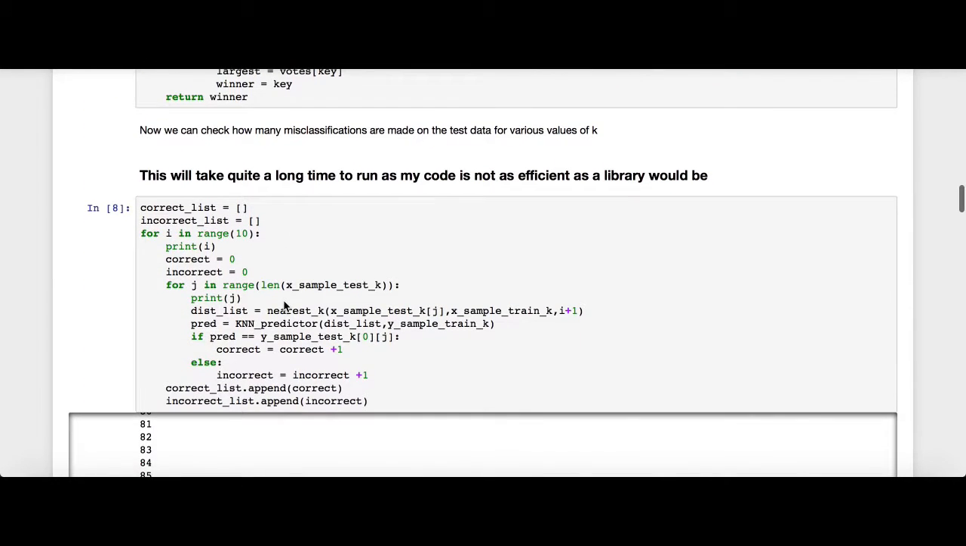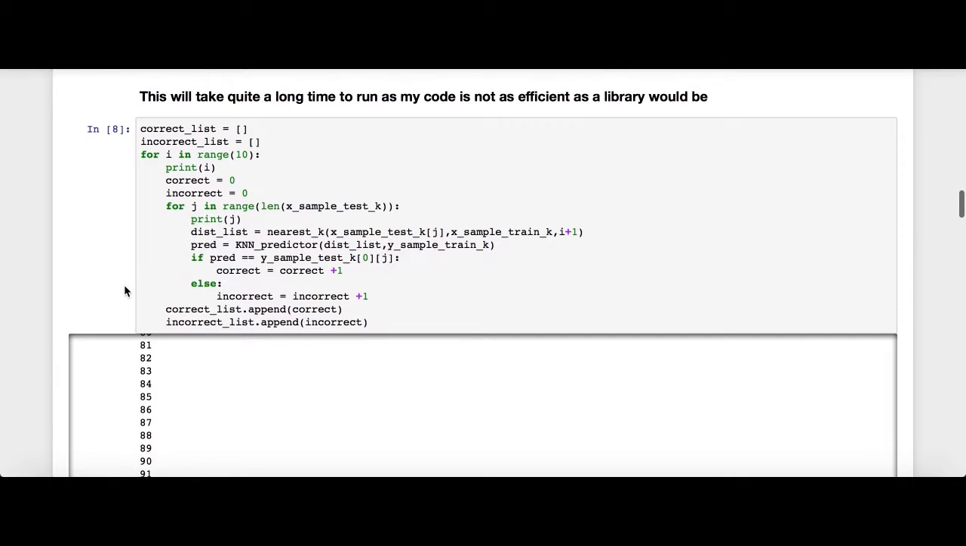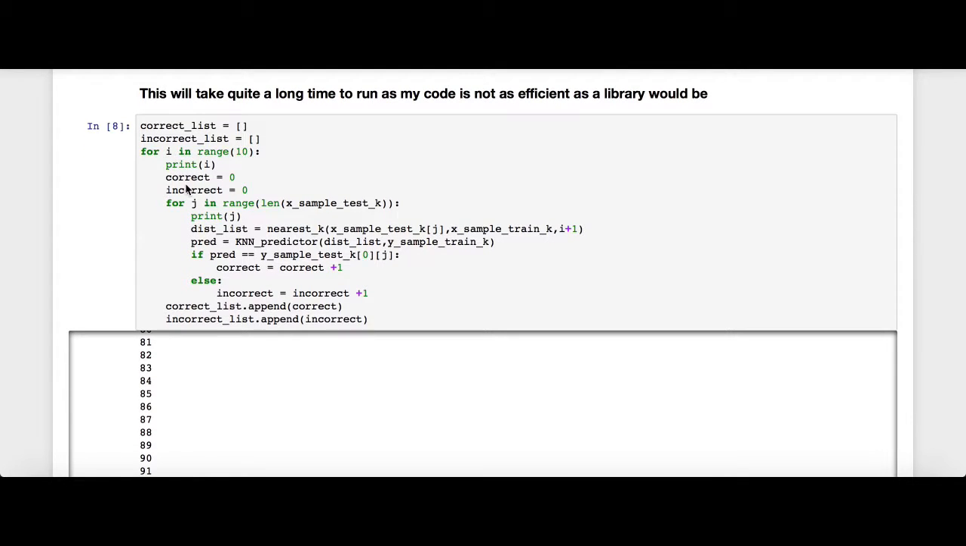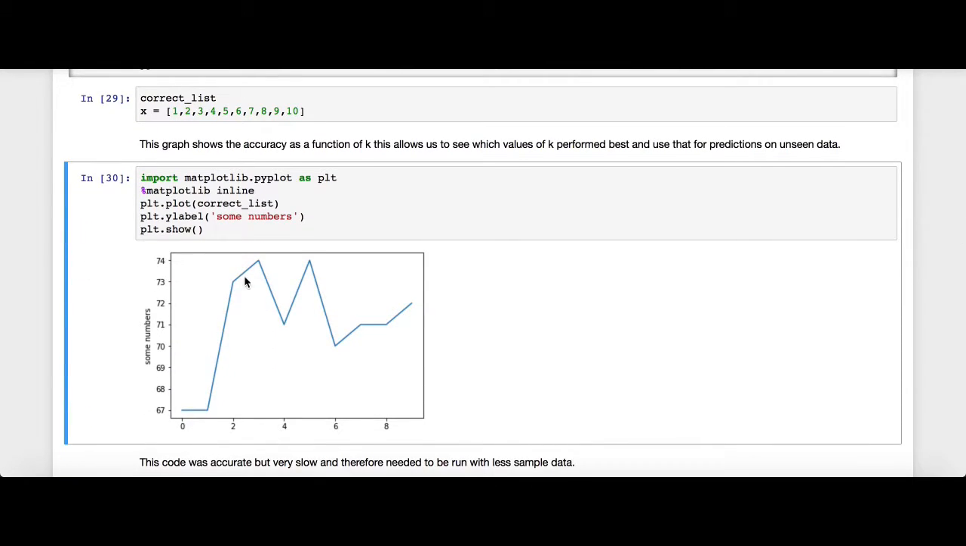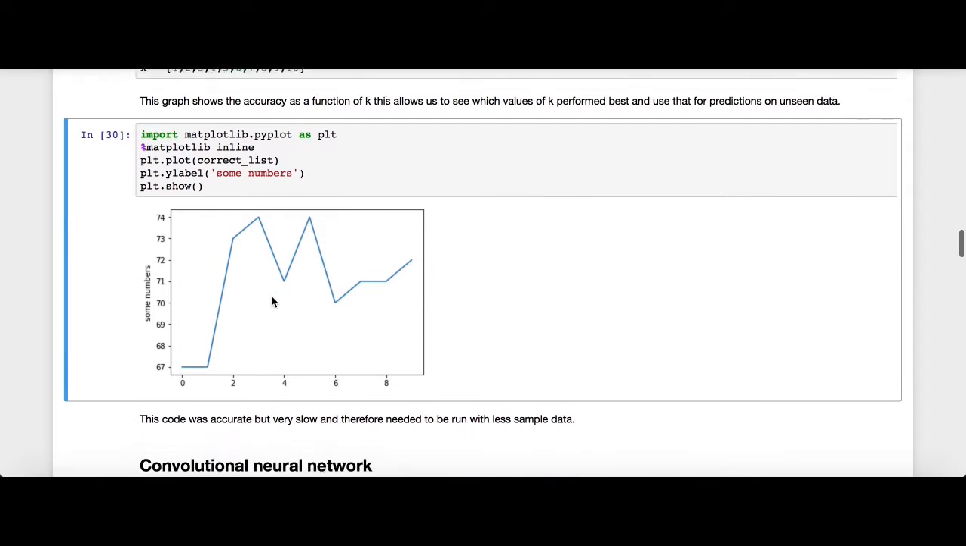And then I check which is the best value of k. So I ran this for k from 1 to 11 because I added 1 there, and it showed that the best results were around 3 and 5. So either of those would have given the best results, which were around 74 or 75% accuracy.